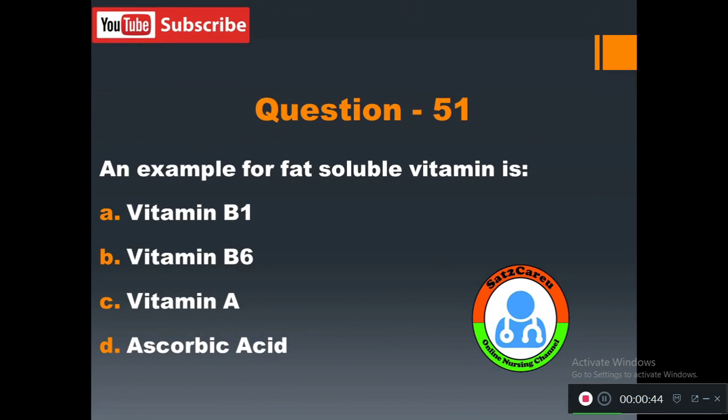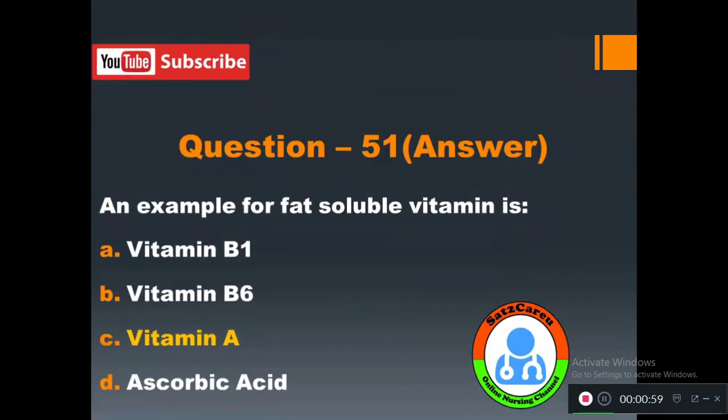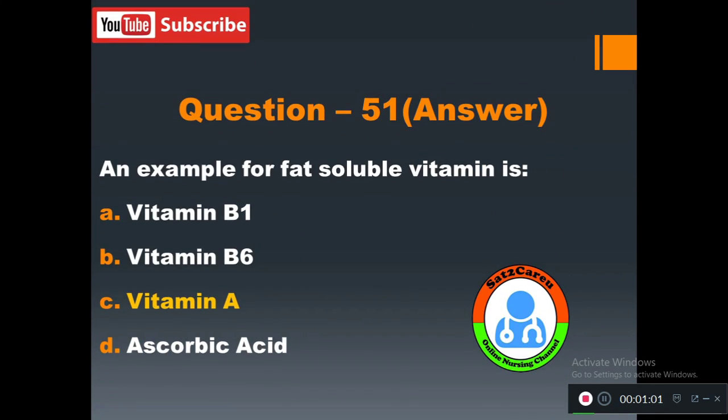An example for fat-soluble vitamin is option A, vitamin B1, B, vitamin B6, C, vitamin A, D, ascorbic acid. The fat-soluble vitamin is option C, vitamin A.